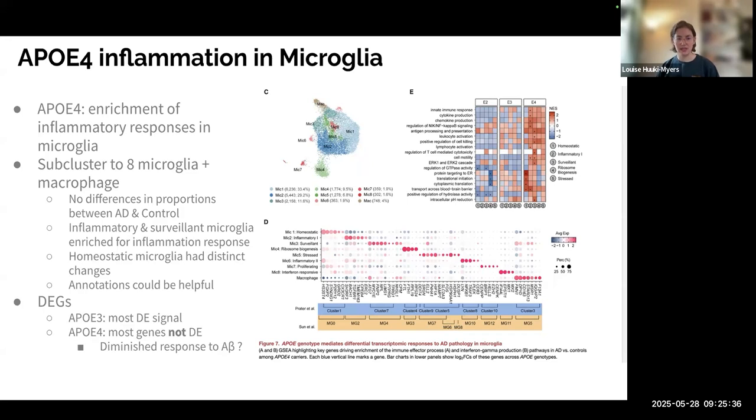ApoE4 had the most genes not differentially expressed. So we see not a ton of differential expression signal in E4 between case and control. So their thought there is, are the microglia just not responding to alpha beta plaques in the brain? Like here we see differential expression between case and control, the microglia are adequately responding to alpha beta accumulation, but in E4 we don't see that change. So are they not doing their job there?